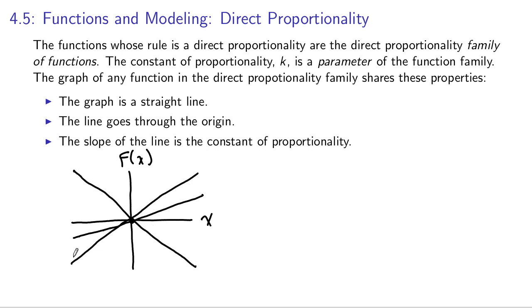So if k is positive, it'll go up as we go over. If it's negative, it'll go down. If k were 0, which would be kind of silly, we would just have the input axis. There would be no output. It would always be 0. There's no way to get an up and down line as a function because there is only one output for any input. So putting in 0, we can only ever get one thing out.